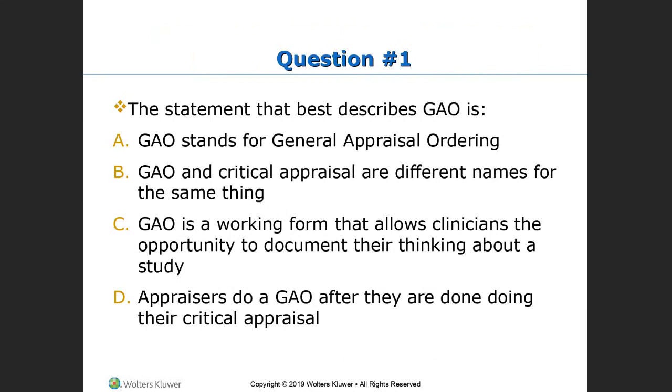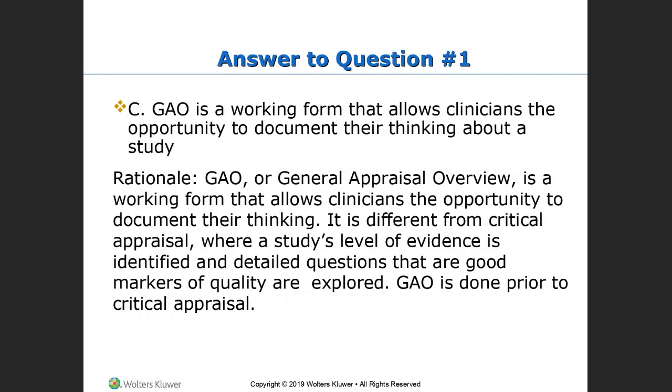So question number 1, the statement that best describes GAO. GAO stands for General Appraisal Ordering. GAO and critical appraisal are different names for the same thing. GAO is a working form that allows clinicians the opportunity to document their thinking about the study. Or appraisers do a GAO after they're done with their critical appraisal. So we're going to remember that this is a preliminary review, so it's going to be C.